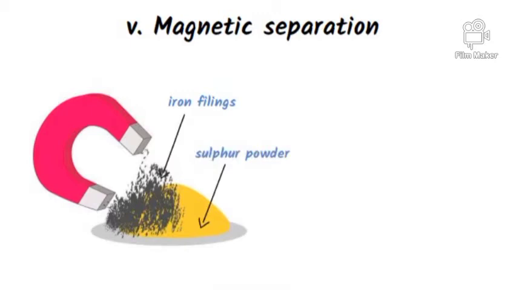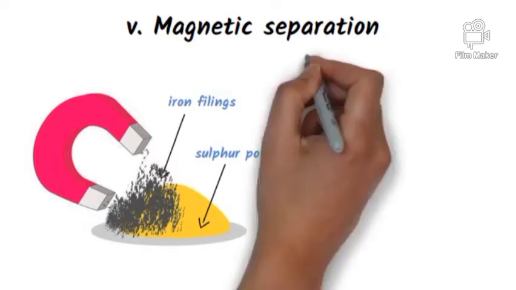When a magnet is rotated over the mixture of sulfur and iron filings, the iron filings, being magnetic in nature, will get attracted towards the magnet, whereas sulfur powder, being non-magnetic, remains as it is. This way, the mixture is separated using a magnet.